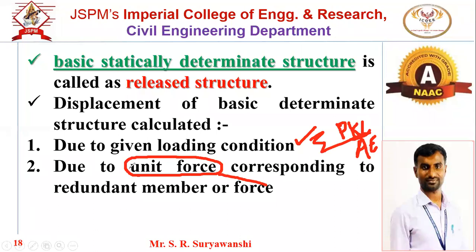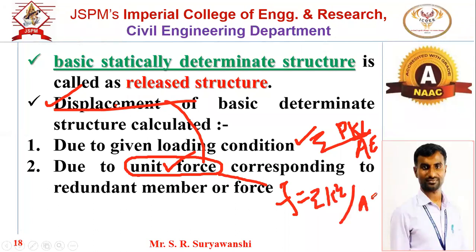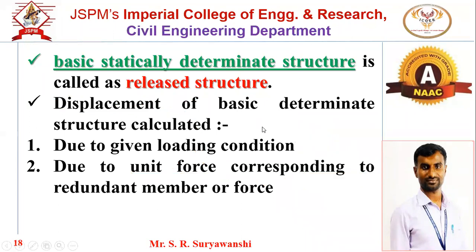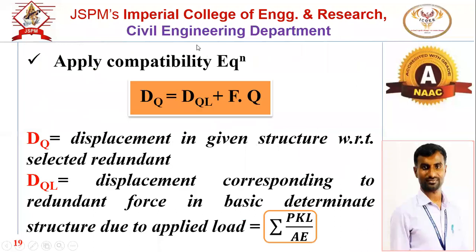We said flexibility is the displacement due to the unit force. What we have to find out is the displacement, due to the unit force. This displacement due to the unit force is nothing but the flexibility, and it is given by summation k square L divided by AE. Now see here, in this flexibility formula, there is no P term. For the displacement due to the given loading condition, this is the formula we have to use, and the same funda we have to apply as in SA1.